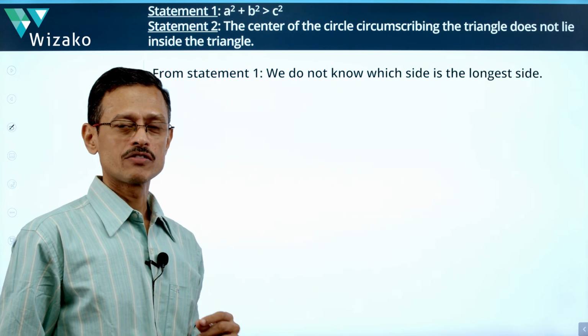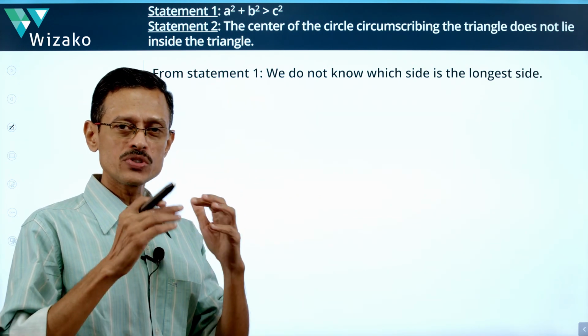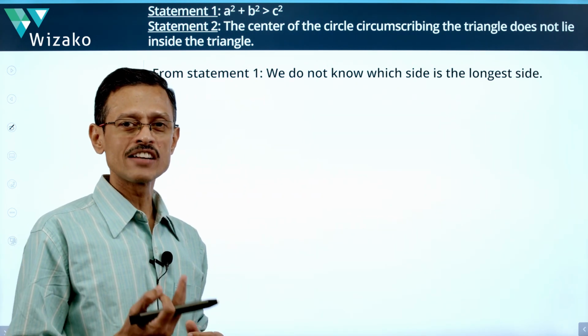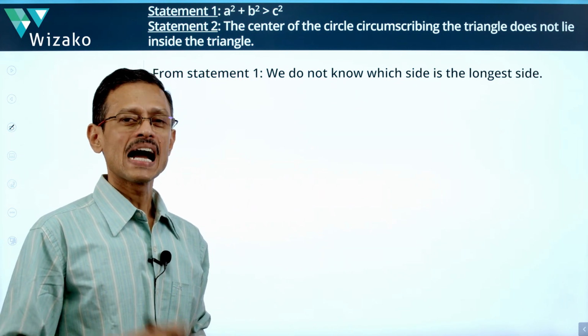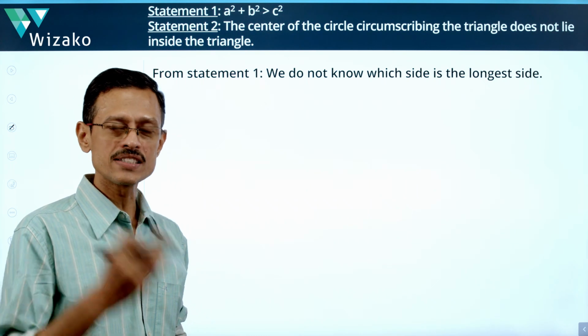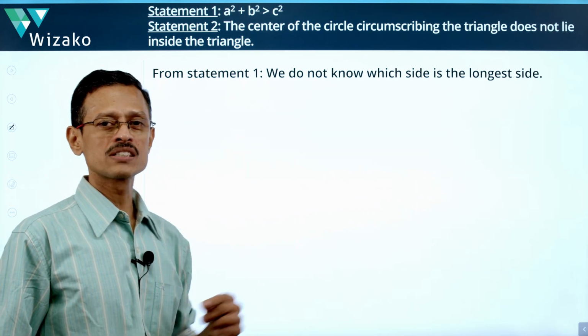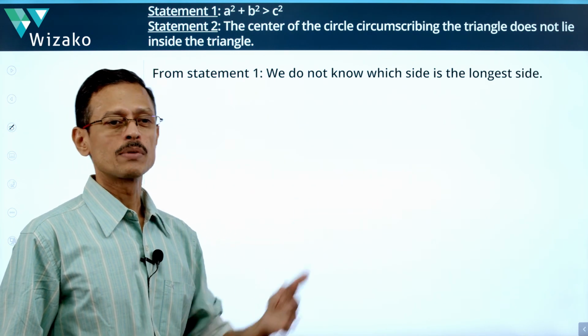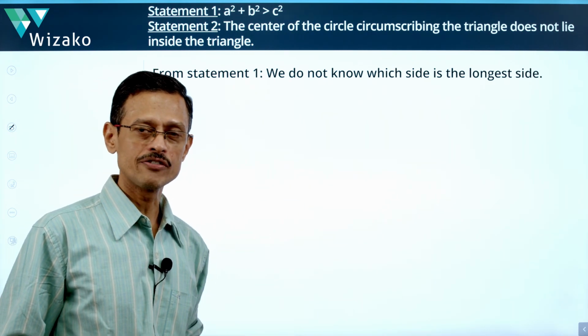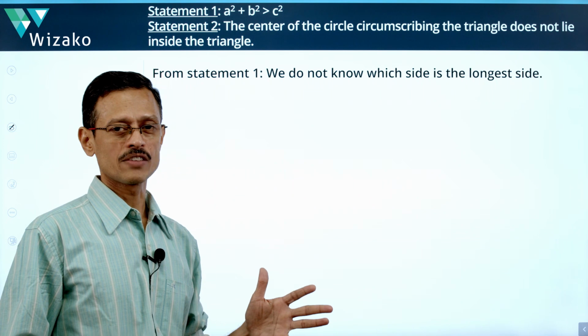Comparing the two statements, from statement 1, we knew some inequality, but one crucial piece of information was not available. We did not know whether side C was the longest side. Had we known that C is the longest side, we could have deduced that this triangle is an acute triangle, so we could have answered with a conclusive no. But without knowing that, we can't go any further. So statement 1 was not sufficient.